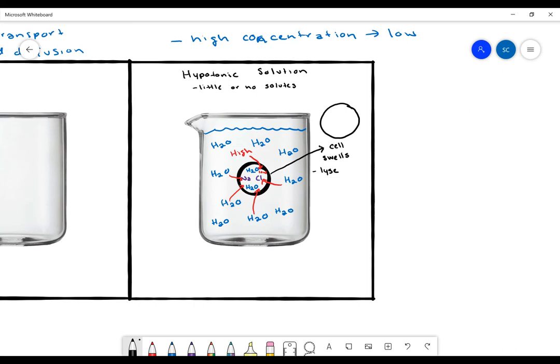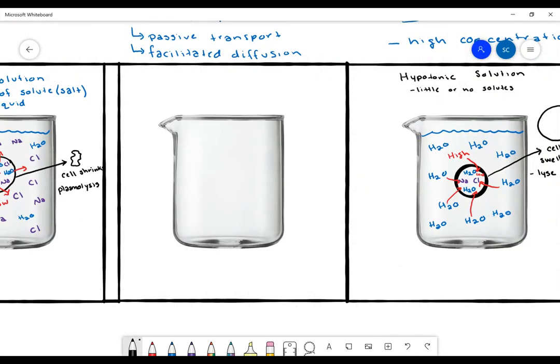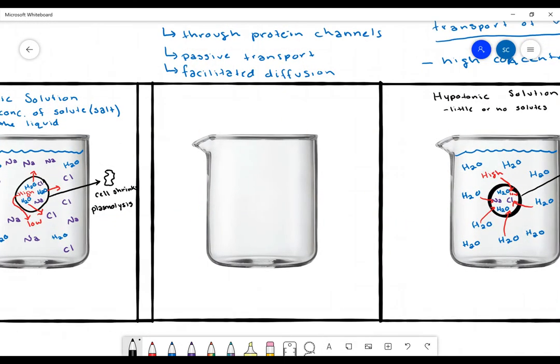Okay, and the last one we're going to look at is our nice mid-ground one, which is an isotonic solution.